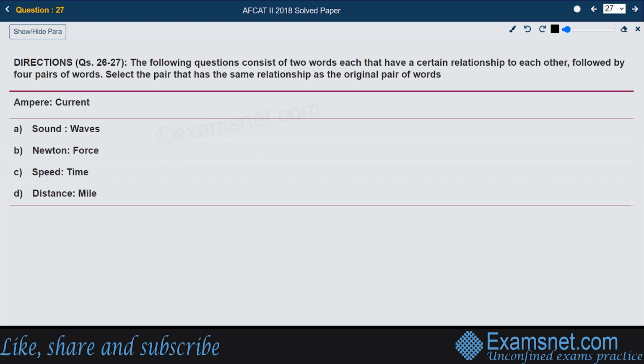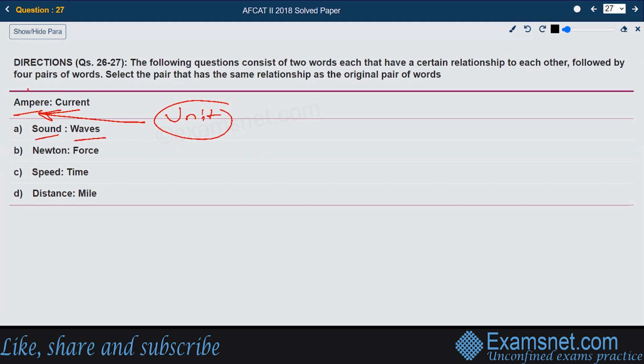Now next, ampere is to current. We have to find out the connection. We can easily see that ampere is nothing but a unit of current. We can measure current in terms of the word called ampere. So these are the unit and these are the real time variables. So let's look at that.